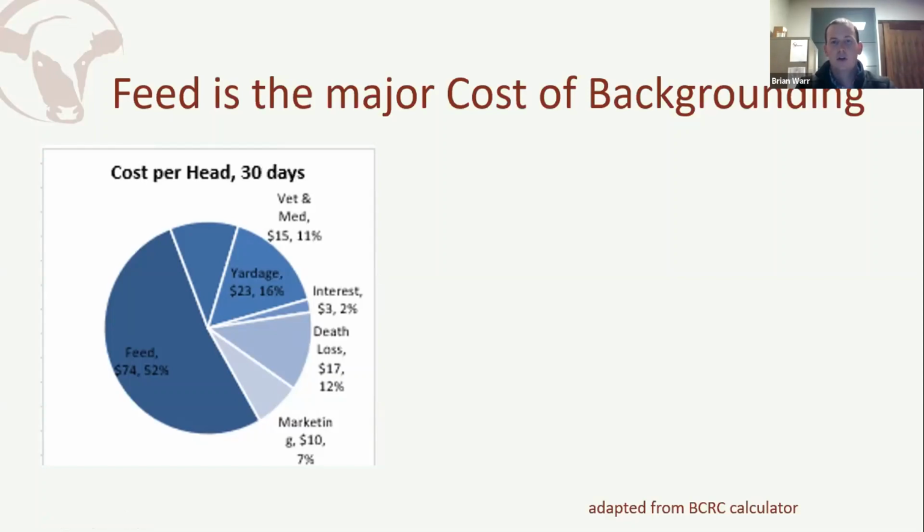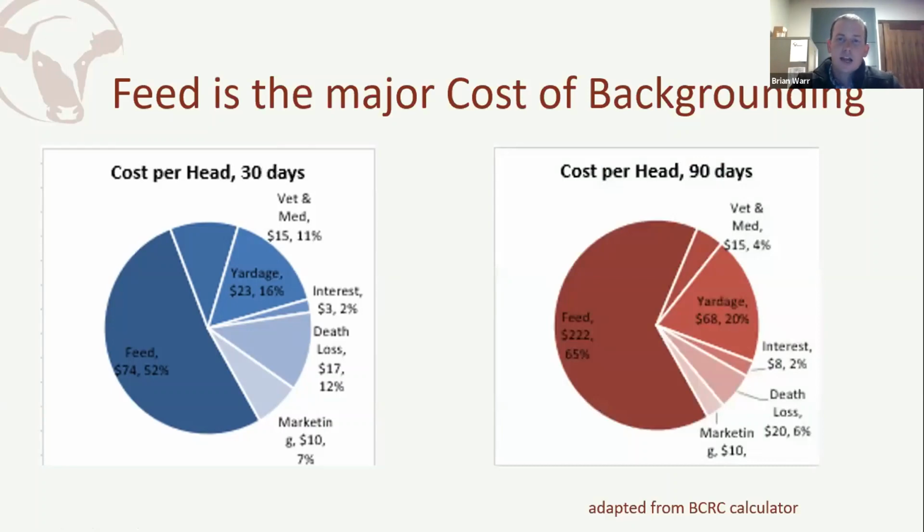Now, if we kept those cattle longer, and for this example, I went to 90 days, those flat or fixed costs like marketing, and I kept our death loss at the same percent, at 1.5%, which could be a little high, you might argue. But all of those things become a smaller piece of the pie, and feed cost becomes an even bigger piece of the pie. And I think this is what Dr. Hazard was trying to get me to think about that morning.